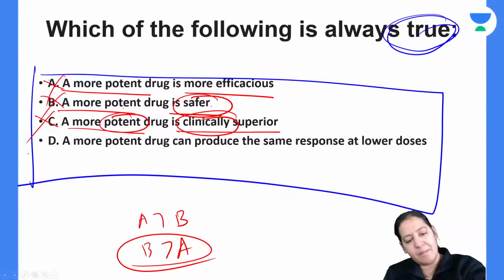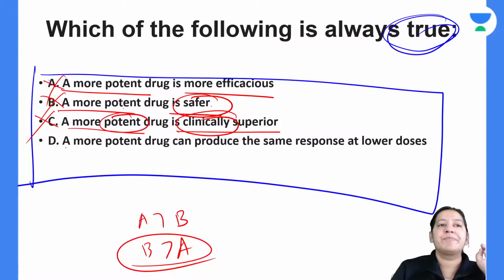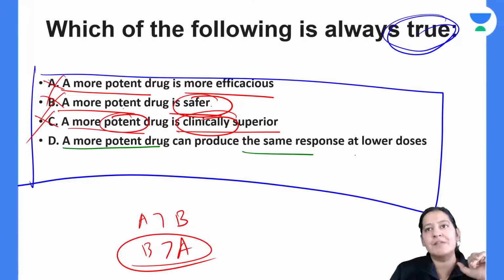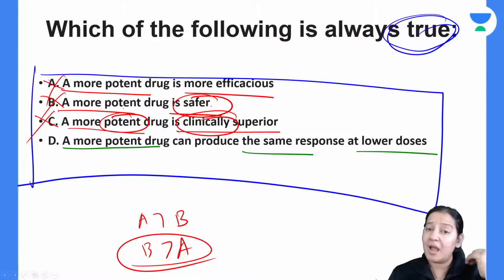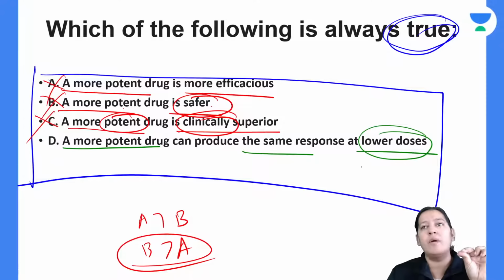But C is statement number 4. What is statement number 4? D. A more potent drug can produce the same response at a lower dose. This is the definition of potency. So a drug which is producing the same response at a lower dose is more potent.